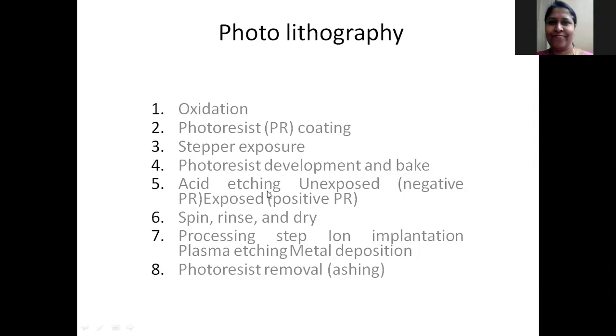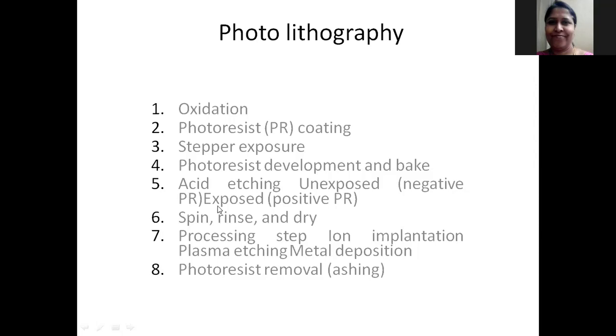When you subject that portion to the acid, it gets loosened and you can remove it by spinning it and drying it. Once it is removed, you can also remove the SiO2 layer below that in a similar fashion, and later you can remove the photoresist material over the entire surface by doing ashing.